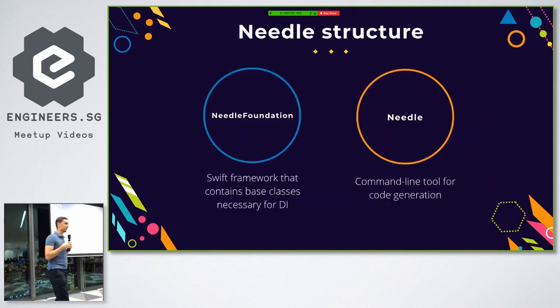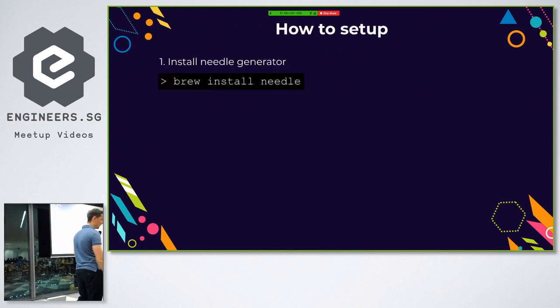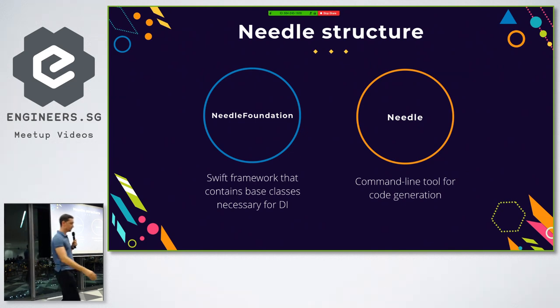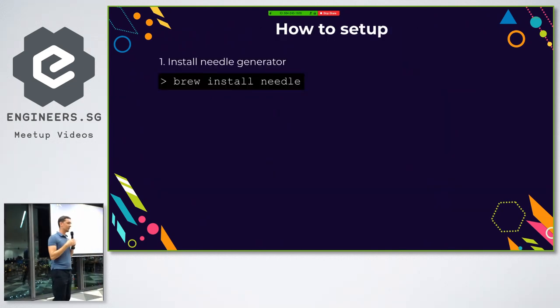It actually consists of two parts. The first part is Needle Foundation. It's a Swift framework that provides base classes, interfaces, and protocols that we will use later when we construct the dependency tree. The second one is a command line tool that generates accessors, so it wires everything up. To set up, it's pretty simple. You can install the Needle command line tool through Brew. You can also get it from GitHub.